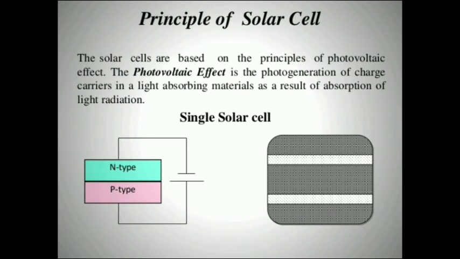The devices based on this effect are called photovoltaic devices. Principle of solar cell: solar cells are based on the principle of the photovoltaic effect. The photovoltaic effect is the photo generation of charge carriers in light absorbing materials as the result of absorption of light radiation. See, this is the circuit.